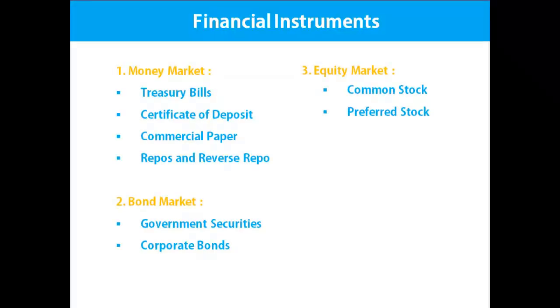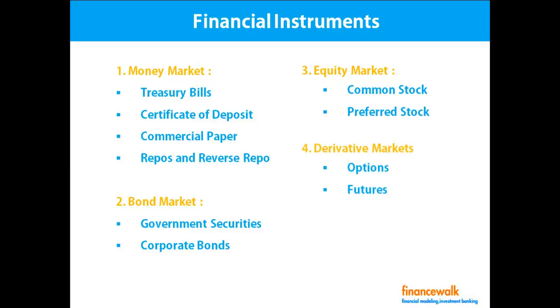After this, we'll move to financial instruments. What are the different financial instruments in different markets? As an equity research analyst, you need to know different financial instruments, because in your research and analysis you will deal with them. First, the money market: treasury bills, certificates of deposit, called CDs, commercial papers, repos and reverse repos. Second, in the bond market, government securities and corporate bonds. In the equity market, of course, common stock, that is shares, and preferred stock, that is preferential shares. Fourth is the derivative market, that is options and futures.